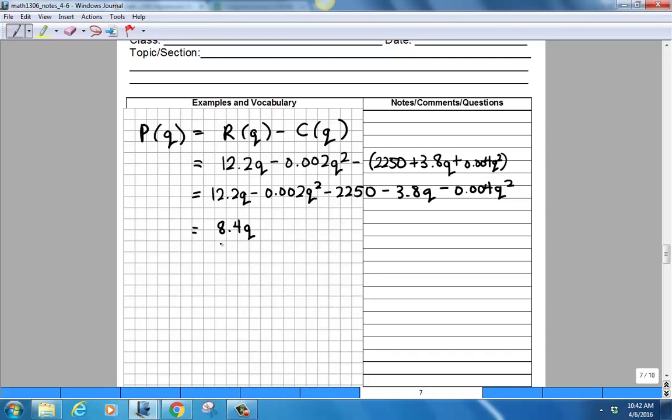Yeah, okay. And then we've got these Q squareds, right? Okay, so here I have a minus 0.002 Q squared and then a minus 0.004 Q squared. So that's minus 0.006 Q squared. Right? And then the minus 2250, right? Okay. So there is our total profit.